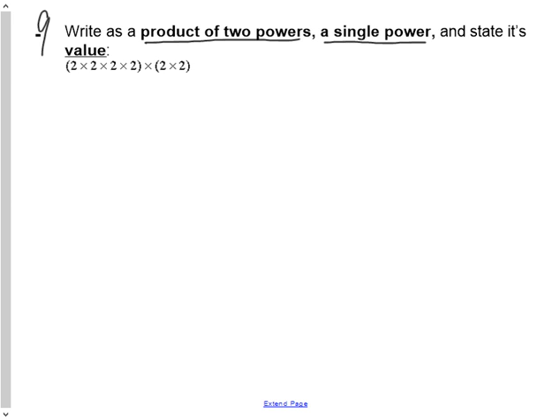So the product of 2 powers. Well, this number here as a power is 2 multiplied by itself 4 times, or 2 to the exponent of 4, multiplied by 2 multiplied by itself twice, 2 to the power of 2. This is the product of 2 powers. Okay, that's your first part. You got a point for doing that.